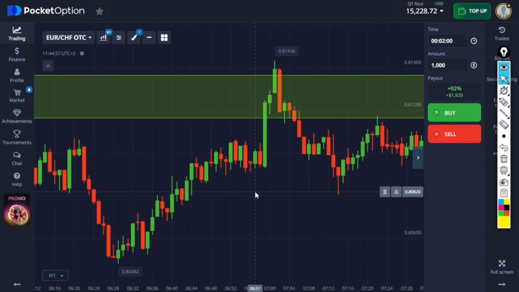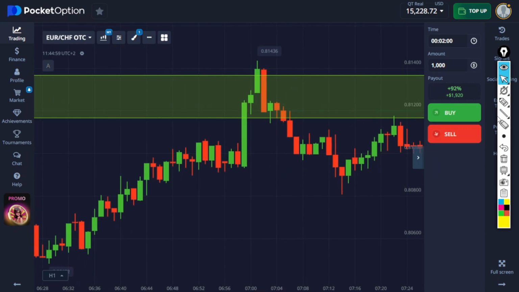So let's zoom in here real quick. This was the third retest of this resistance zone. So on the third retest, this is where we'd start looking for selling opportunities.